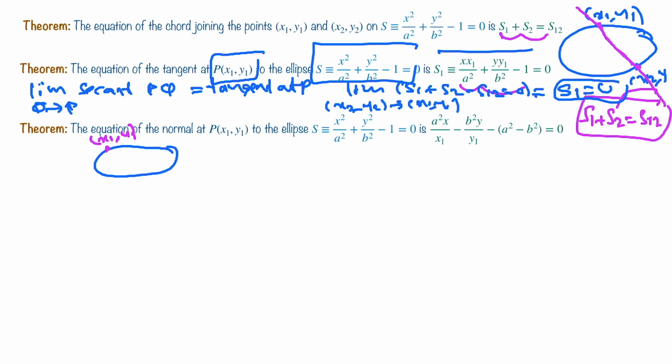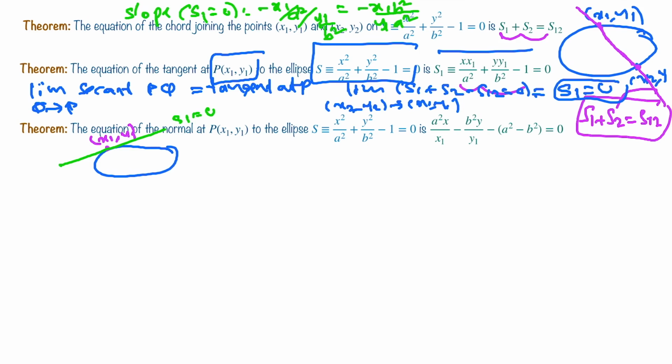What is the tangent at x1, y1? S1 equal to 0, right? So what is the slope of S1? From this I can say the slope of the line S1 equal to 0 is minus x1 by a square by y1 by b square. That will be equal to minus x1 b square by y1 a square.